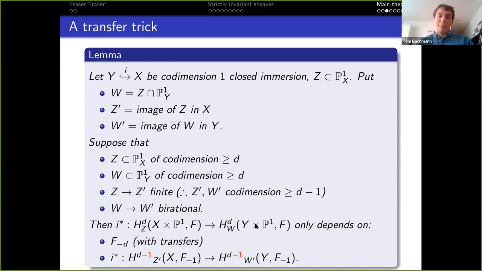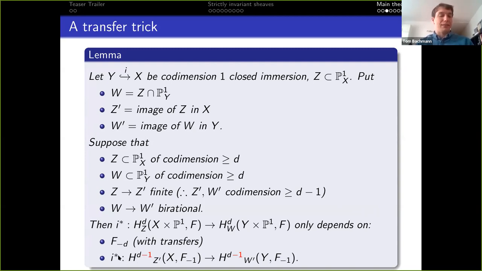And well, the lemma says, I'm not quite strong enough to prove this, but I know that it only depends on f minus d. And it depends on the pullback map on the cohomology of x and y, but sort of evaluated on f minus 1. And the cohomology, not the dth cohomology, but the d minus first cohomology. So there's this minus one here, which is very important.